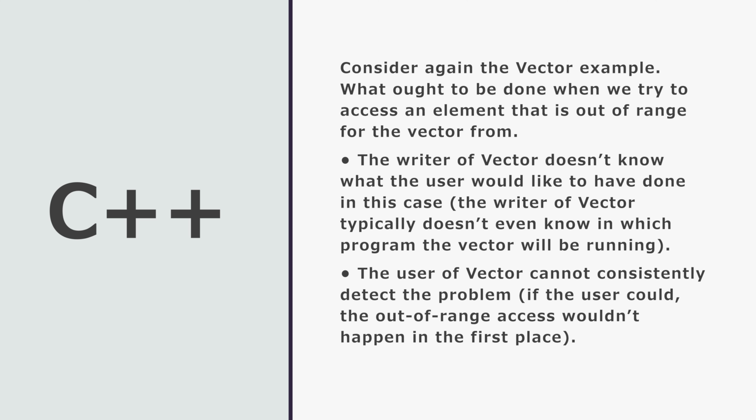What ought to be done when we try to access an element that is out of range for the vector? The writer of vector doesn't know what the user would like to have done in this case. The writer of vector typically doesn't even know in which program the vector will be running. The user of vector cannot consistently detect the problem. If the user could, the out-of-range access wouldn't happen in the first place.